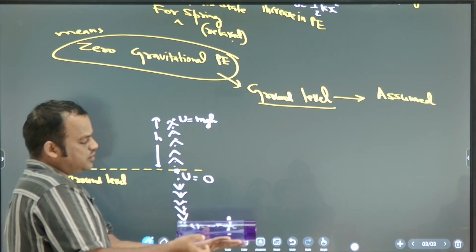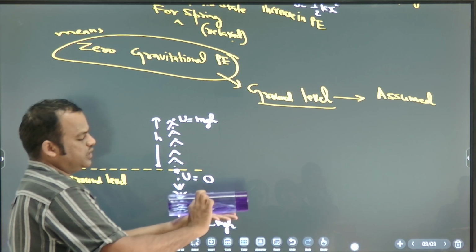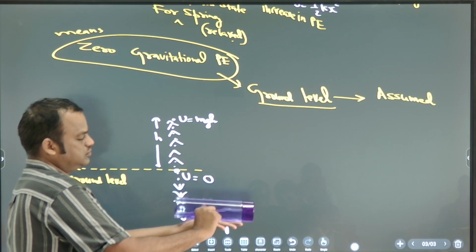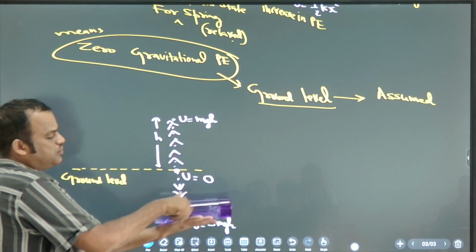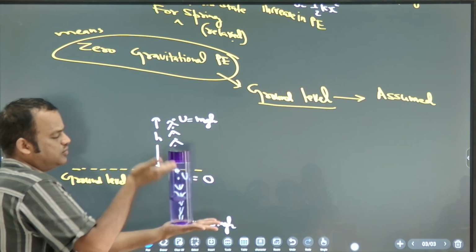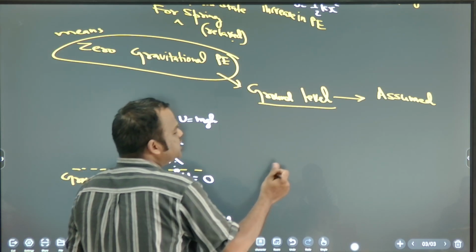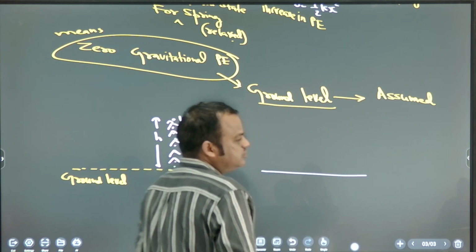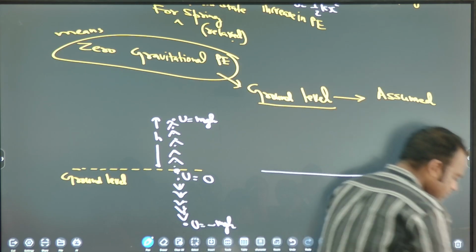Now where is the center of mass? Radius. It is a circle, right? So the height is the radius. Are you getting or not? So potential energy is more in the standing case, because the height is more. So when potential energy is more, suppose this is the ground level.